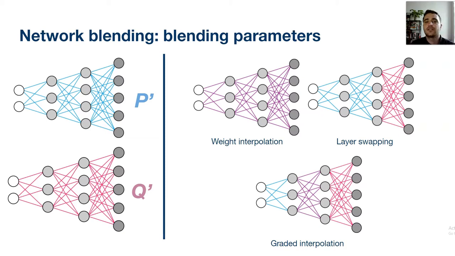The next category is blending the parameters. So here we're actually blending the weight parameters of the models. And this only really works effectively if models have been transfer learned from the same original source. So we have two networks, one trained on P, one trained on Q, and then we can combine their parameters in different ways. We can interpolate on all the weights, we can swap layers in and out between the different networks, or we can do kind of graded interpolation, which is a generalization of the two.